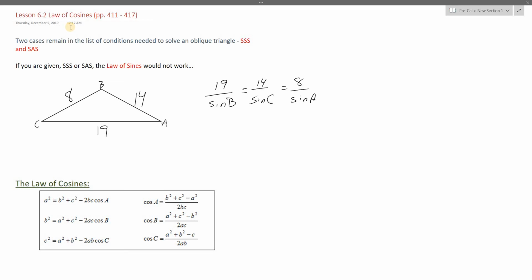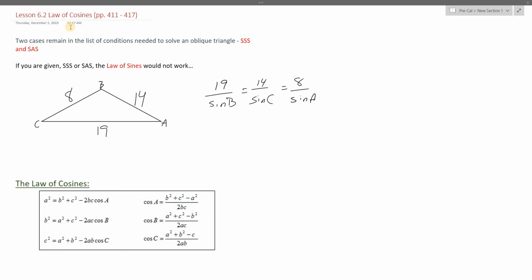And so you'll notice here the two cases remain. Last time we talked about side-side-angle, and we were able to use the law of sines to find any piece of a triangle as long as we had a certain amount of them. Specifically, we're dealing with oblique triangles, those that do not have a right angle in them. So two cases remain: the side-side-side, where you have three sides given and no angles, and then the side-angle-side, where there is an angle between two sides.